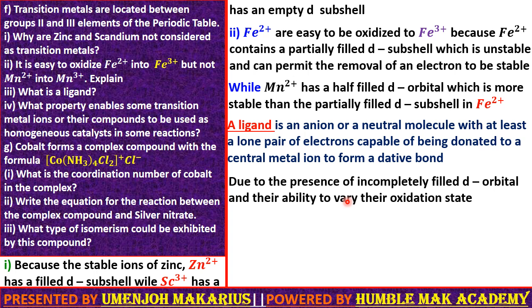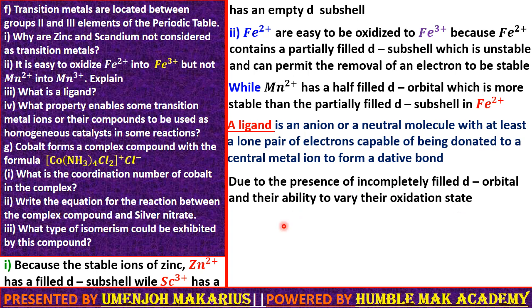Okay guys, the reason is because of the presence of incompletely filled d orbitals and the ability to vary their oxidation state. Great. So for instance, you notice that during chemical reactions, catalysts are being used, right? And the oxidation state in such a case, guys, gets varied. For instance, during the Haber process, you notice that vanadium pentoxide is being used, right? It undergoes many different variable oxidation states just before the reaction goes to completion. That's it, guys.